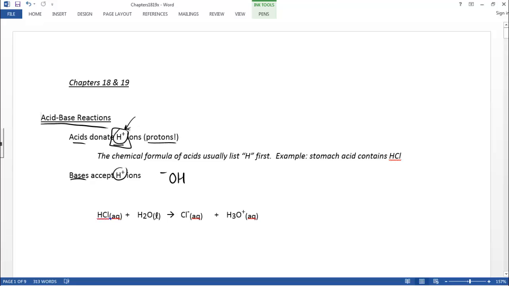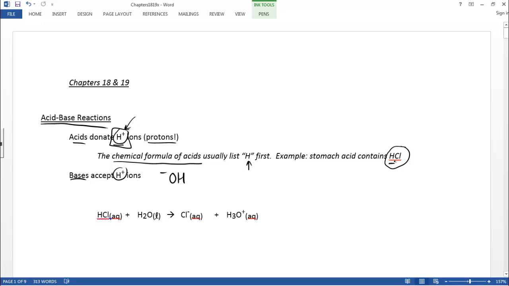Since it's such an important field of chemistry, oftentimes chemists will write the chemical formulas of the acids listing the hydrogen first. So a very common acid found in stomach fluids is hydrochloric acid, and the H is listed first.